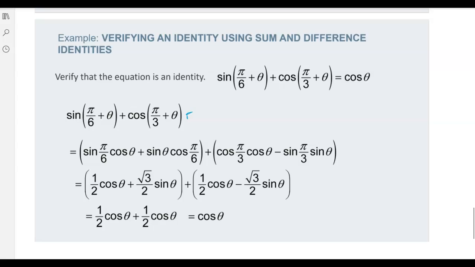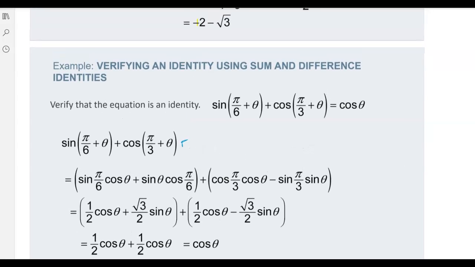We're not going to focus too much on these types of problems in class, but it's just giving you an idea of how we can use these sum and difference identities.